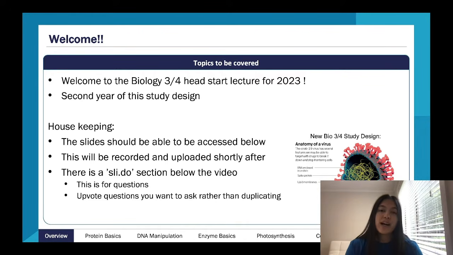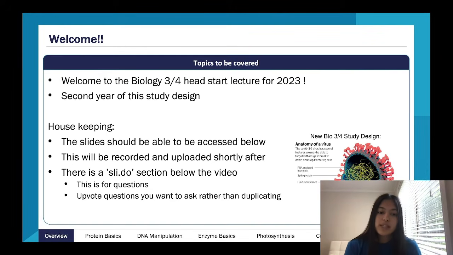So we are in the second year of the study design. The study design was new for 2022. Hopefully you are a little bit familiar with it. Again, if you did Bio 1-2 last year, then you will be in the same study design, which is good. At least there's not that kind of changeover.